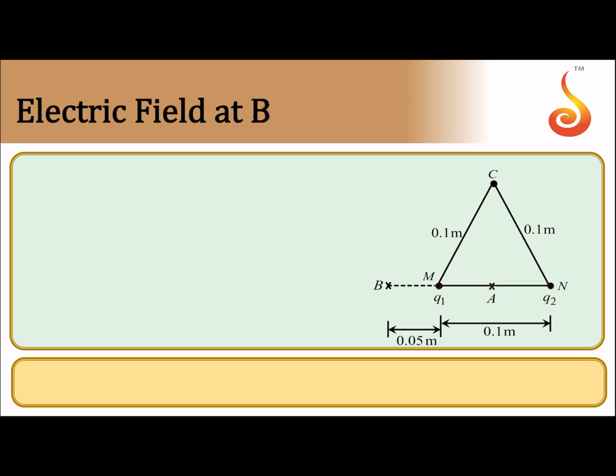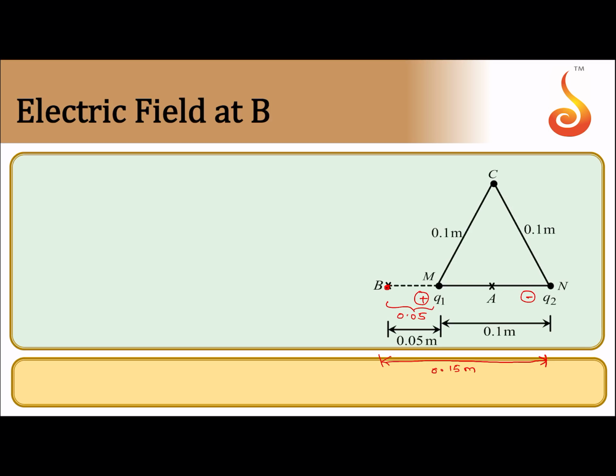We want to get electric field at B. This is the point B. I want to find what is the electric field at B. Once again, Q1 is positive, Q2 is negative. Distance between B and Q1 is 0.05, whereas distance between B and Q2, all the way here, is 0.15 meters. Keep that in mind. So, your distance between the charge and the point B is different.